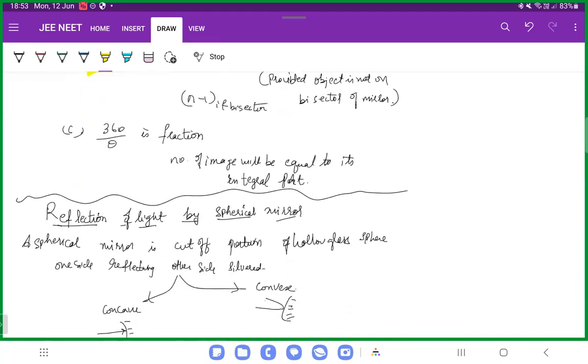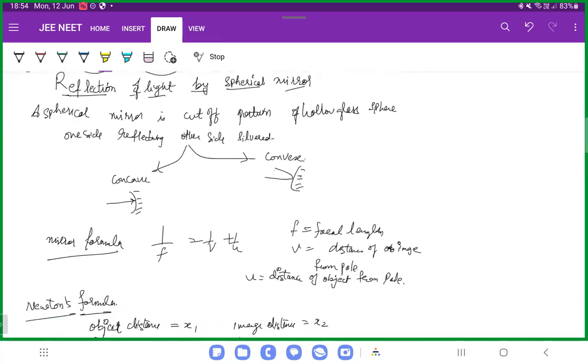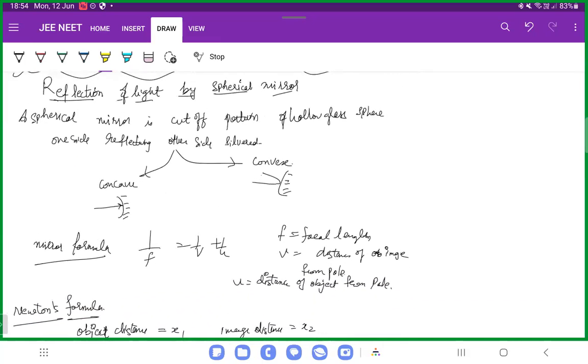Okay, the next. There are two types of spherical mirrors that you already know, concave and convex. For the mirror formula, 1 by f equals 1 by v plus 1 by u. In your board exam, they'll ask for the derivation of this one, the derivation of the mirror formula and the lens maker formula.